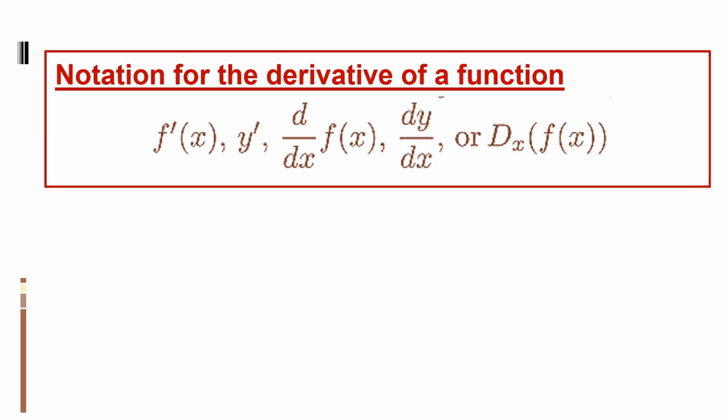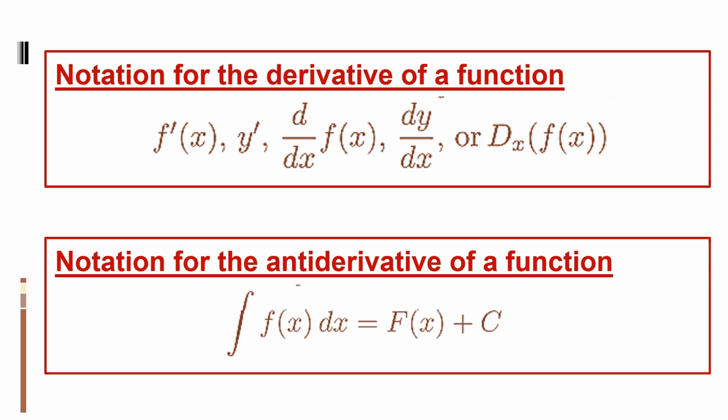We have here the notation for the derivative of a function, which you are very familiar with, and now the notation for the antiderivative of a function. It is like an elongated S, which means the limit of a sum, which we will discuss in the later topics. Gottfried Wilhelm Leibniz was the first to use the notation to represent the operation of integration.